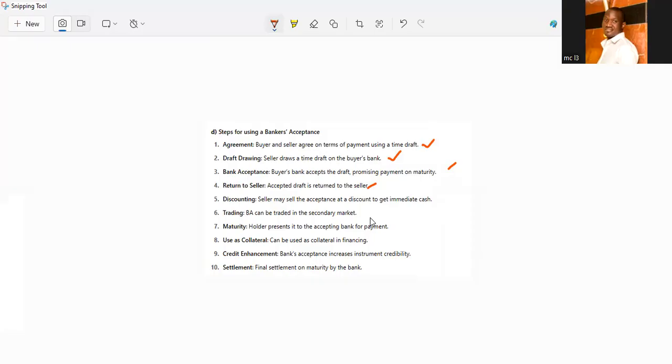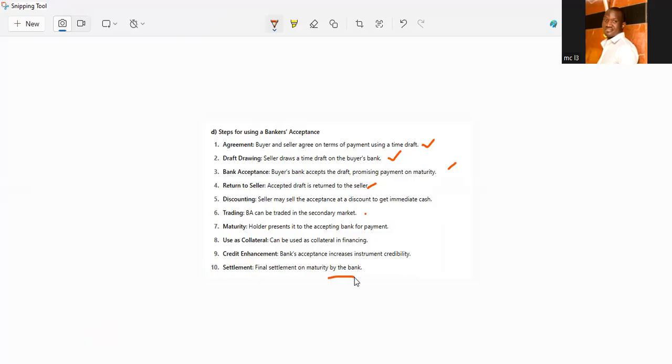Then trading will take place. So the banker's acceptance will be treated as a security in the secondary market. Then the holder will present this to the bank on maturity for payment. They can also use this as collateral. It can be used for financing or credit enhancement. So the bank's acceptance will increase the instrument's credibility. Then the settlement will be done upon maturity.